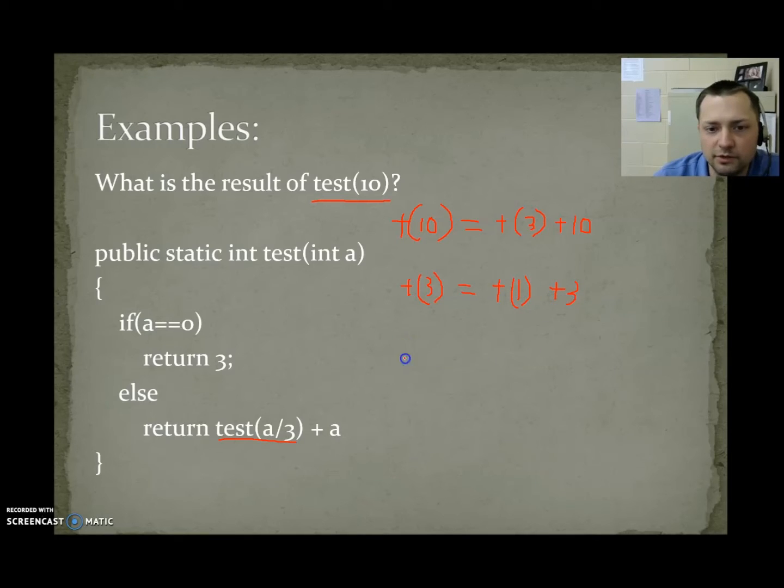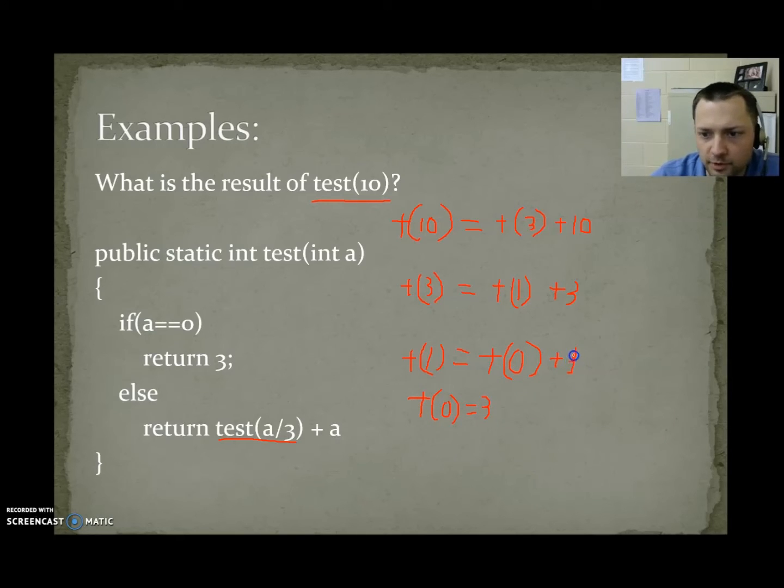We need to know what T(1) is. So our A is now 1. Is A equal to 0? No. So we go down here, and we have test(0), because 1 divided by 3 is 0.3, and we truncate it, so we get T(0) plus A, which is 1 right now. And then we say, what is T(0)? T(0) is 3, so now we finally got to a point that we can plug back in and figure everything out.